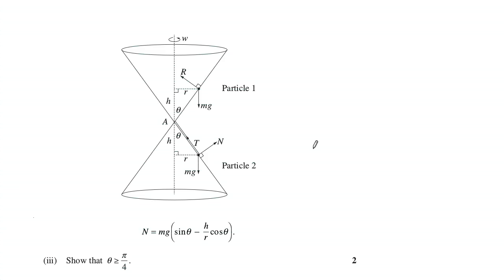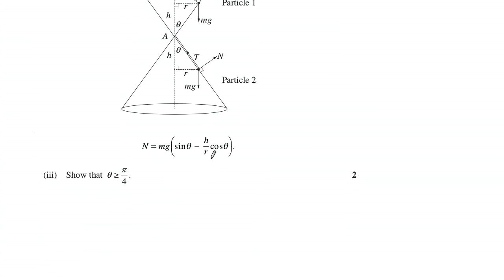Part 3. I've just included the result from part 2 in here because we're probably going to need that. Now the key to this question is that the normal force cannot be negative, because a normal force is pushing outwards from an object. It doesn't pull in. So we can just say n is greater than or equal to 0. And so this bit has to be positive. So we could say sin theta is greater than or equal to h over r cos theta.